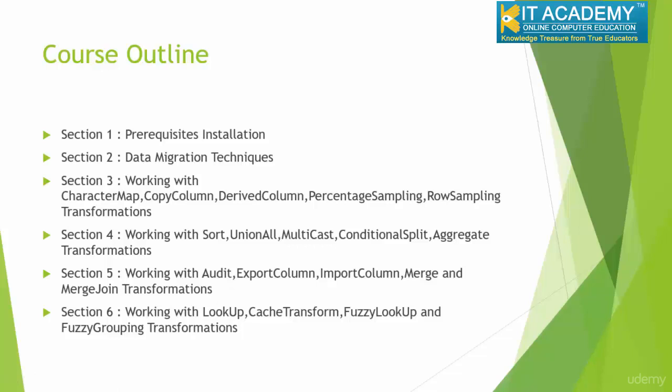And in the next section, I have discussed the lookup transformation, which is pretty much like equi-join for us, and how we can improve the performance of the lookup with the help of the cache transform has been discussed in section 6. And then how to handle the bad data using fuzzy lookup and how to remove the unwanted duplicates using the fuzzy grouping transformation. So this is what we have discussed in section 6.